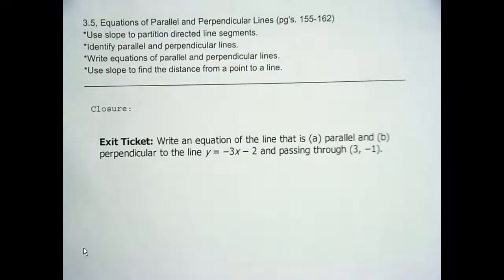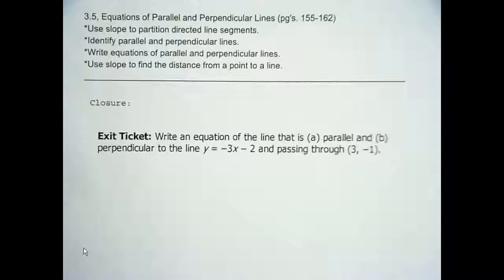So this is the exit ticket from yesterday, which will start our lesson today. Write an equation of a line that's parallel and perpendicular to y equals negative 3x minus 2, passing through the ordered pair 3, negative 1. So two different equations. Off you go. We can work together on it. Let's check it out, using point-slope form.